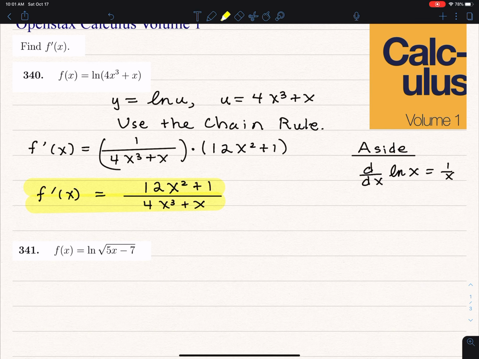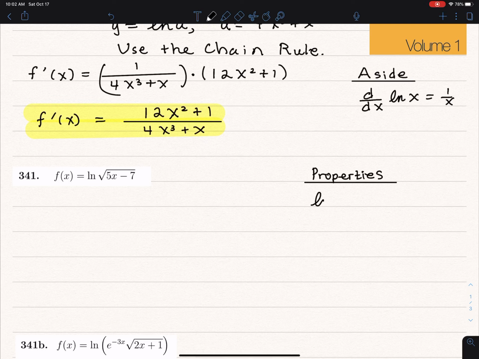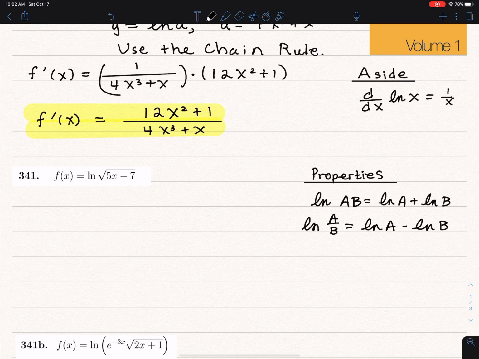Now for the next one, I am going to use properties of logarithms. Which ones am I going to use? Well, these are some properties. ln of a times b is equal to ln a plus ln b. ln of a divided by b is equal to ln a minus ln b. ln of a to the t power is t ln a. This is assuming that a and b are in the domain of the logarithm function.